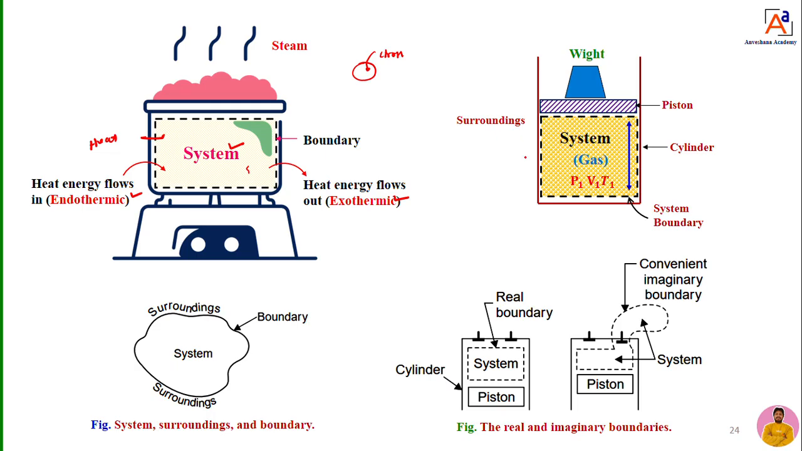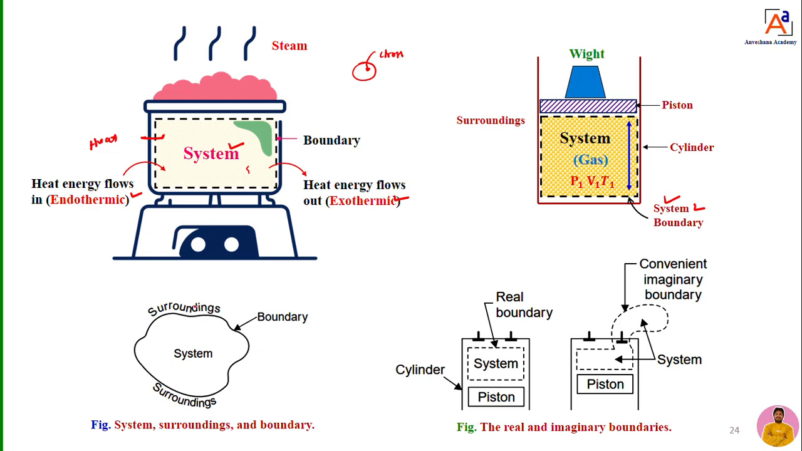Now, as I told you, dear students, you can take one more example here. This is a piston and cylinder arrangement. The gas is filled inside it, and you have applied a certain amount of weight on it. That gas is surrounded by a layer. That layer we can call the system boundary. That system boundary, we can say it is 100% there. If so, then we can call it a real boundary.